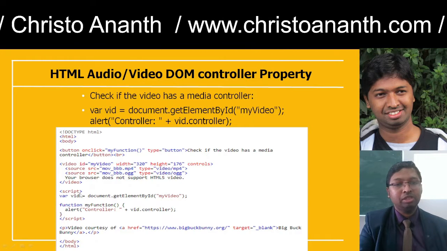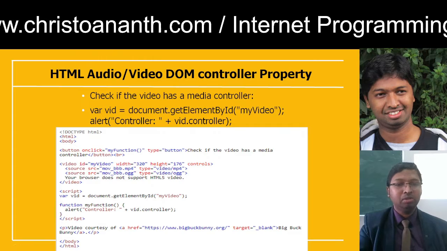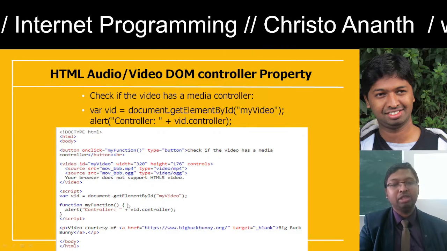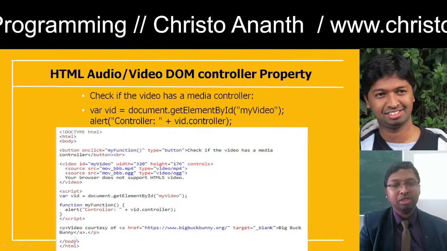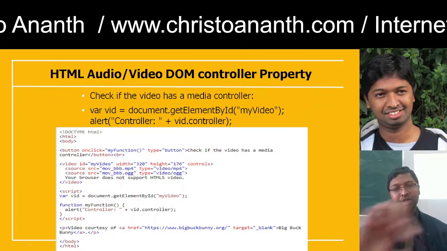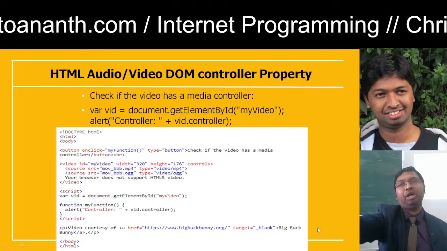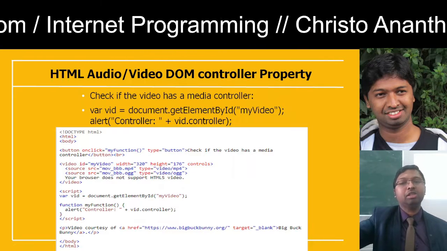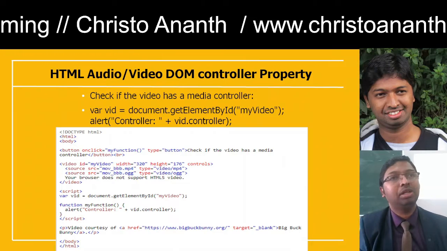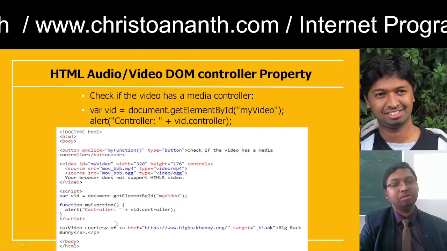Then close the video, then the script tag, var vid equal to document.getElementById("myVideo"). Then function myFunction, alert the controller, it is video.controller, close the script, and finally you will have the statement video courtesy of bigbuckbunny.org, that you are pointing it to. So when you click on this Big Buck Bunny, then it will go into the link where it is going to point to. Close the body and then close the HTML.